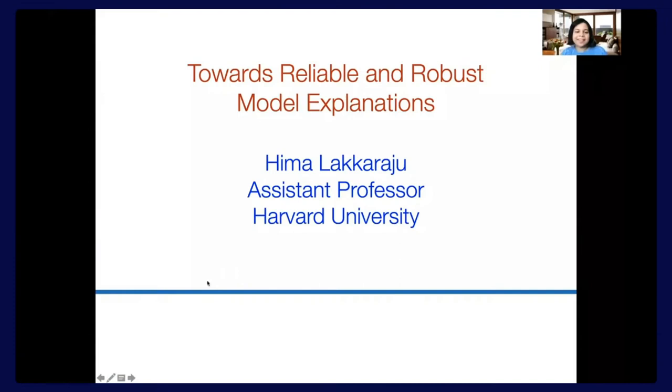Today, I'm going to talk about some of our recent research on building reliable and robust model explanations, what that means, how do we think about it, and so on.